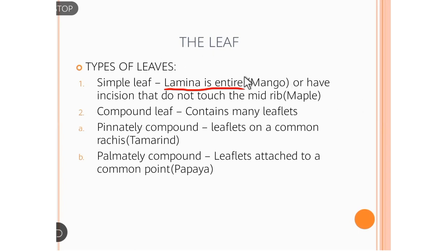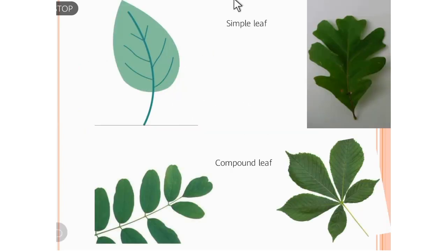So let's see a diagram so that you can understand much more clearly. So this leaf in which the margins are entire, this edge portion of a leaf is known as a margin. This margin is entire, or is known as a simple leaf, or in certain other cases there are incisions like this. These incisions do not touch the midrib of the leaf. So this type of incision which does not completely touch the midrib is also a simple leaf. So this is a simple leaf in which the margins are entire or the incisions do not touch the midrib.